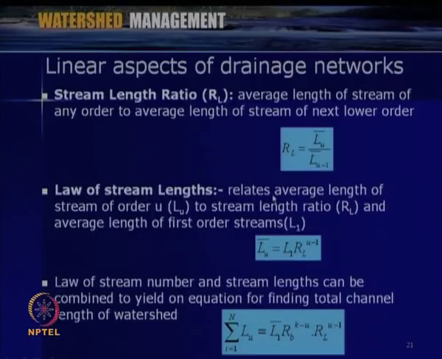Then the law of stream lengths relates the average length of stream order u to the stream length ratio RL and the average length of first order streams. So, Lu bar is equal to L1 into RL to the power u minus 1.